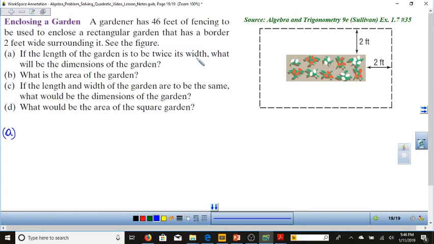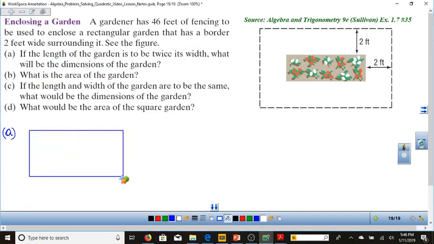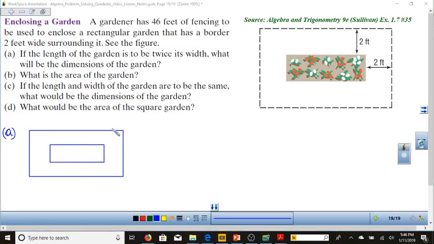And what we're going to do is just redraw the diagram to illustrate what they're asking us about. So this is the outer fence, and this is the garden here. Now, we need to find the dimensions of the garden under the conditions given. So let's call the width of the garden W, which means the length of the garden is twice the width. So if the width is W, the length is 2W.